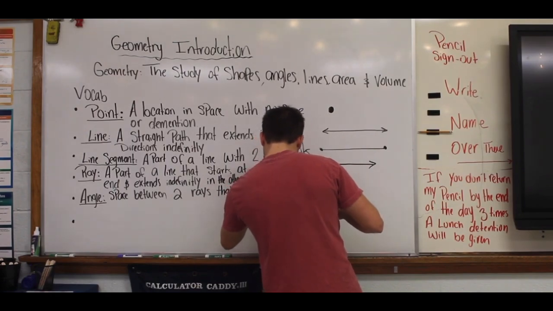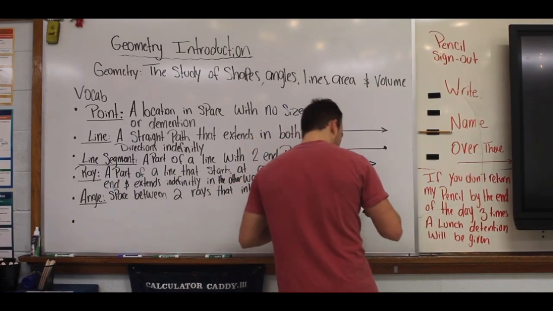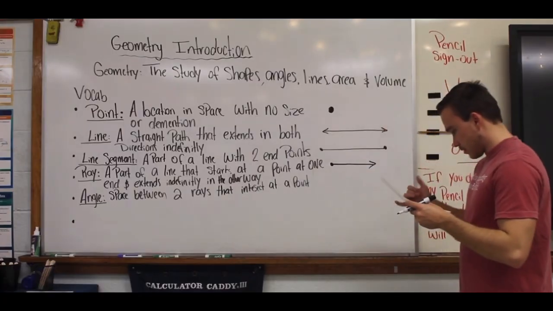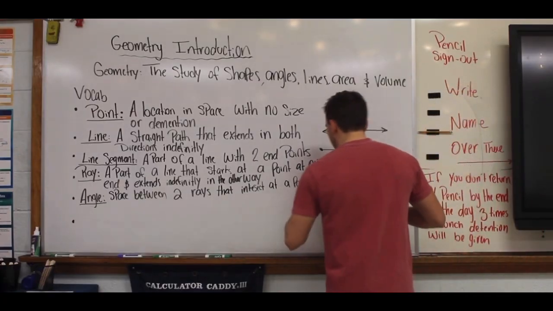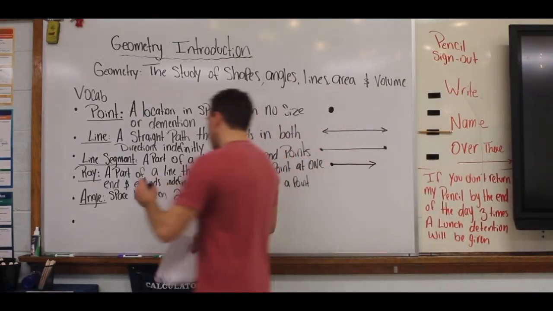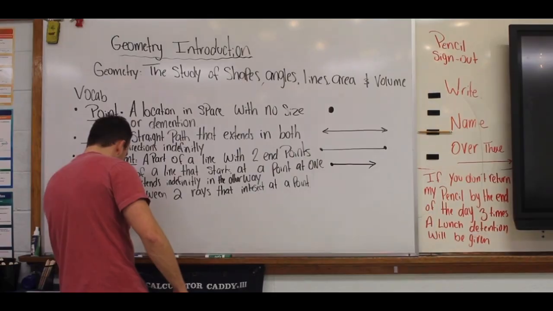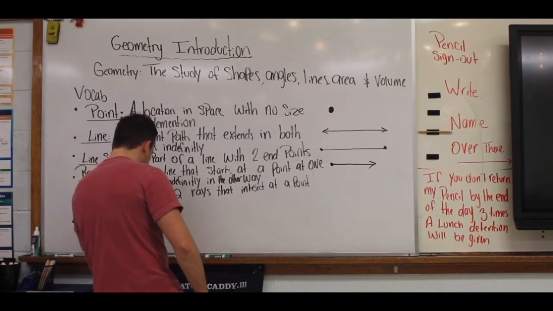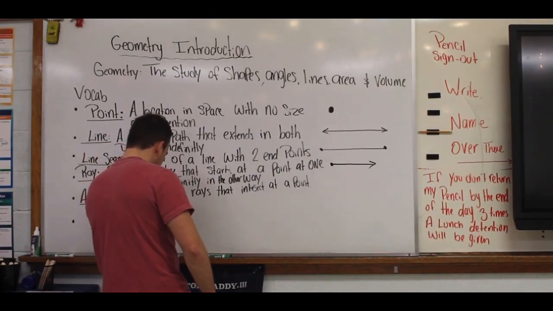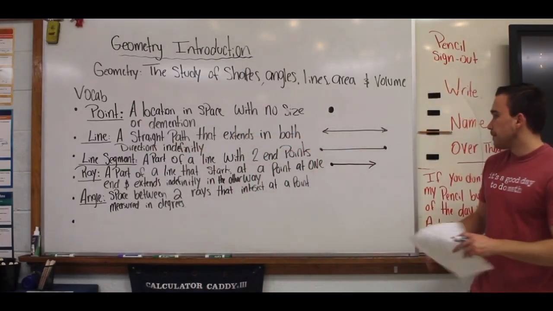Intersect at a point. And we know angles, we say they're measured in degrees. All right? Measured in degrees. There we go. All right?